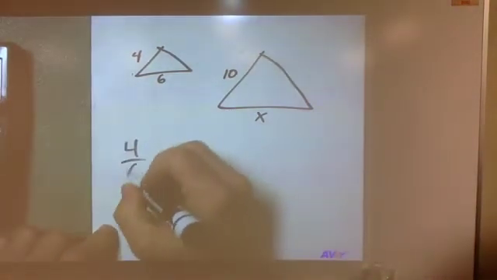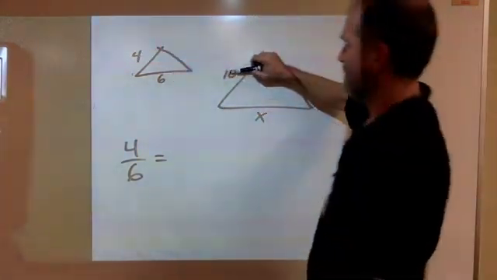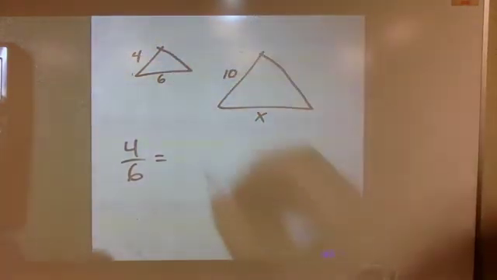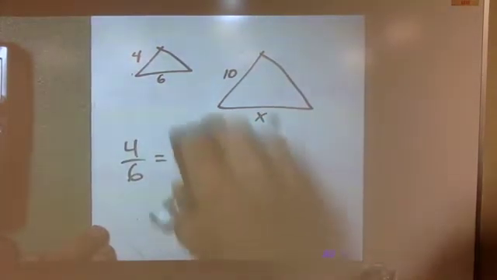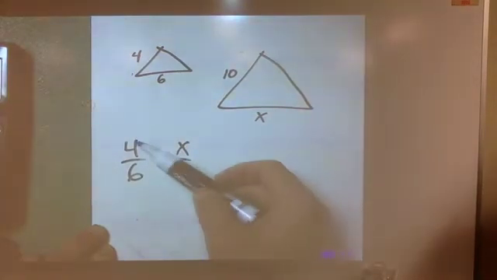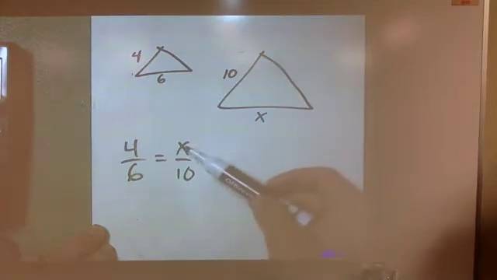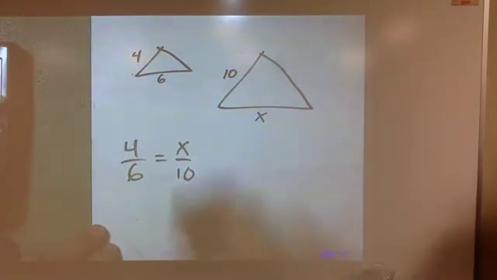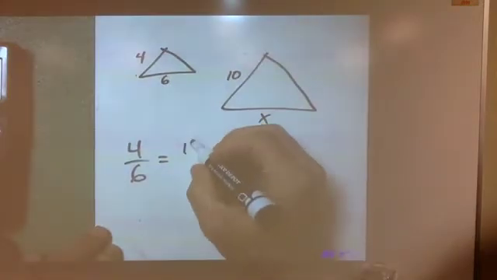4 over 6. Now I went left to bottom, so I have to go left to bottom over here, which is 10 over x. The only way I can mess this up if I start 4 over 6 is if I go x over 10, because then I switched my order. I went left on top, bottom on the bottom, and now I went bottom on top, left on the bottom. So that would be the opposite order. So it has to be this.